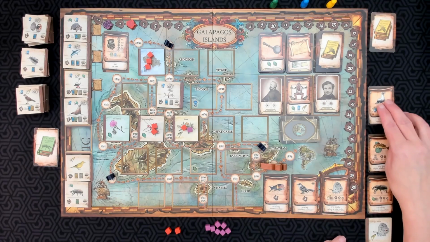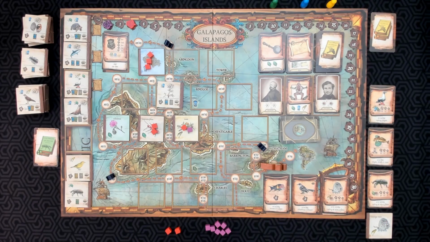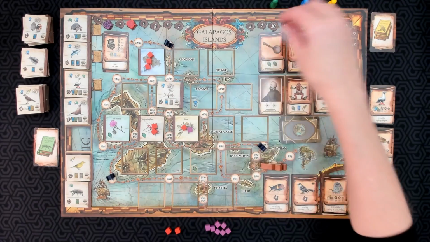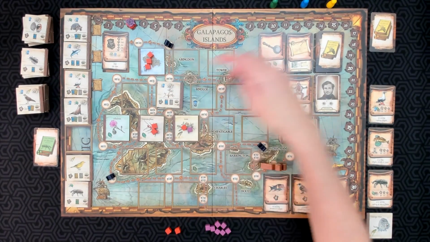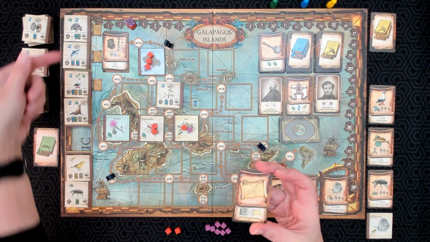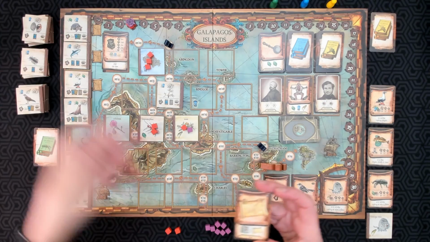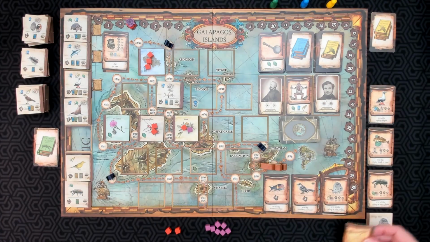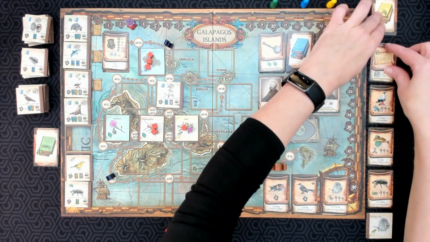Can you see that okay? Let's see. All right, and I get 2 points for discovering that species and 1 blue-backed card, which gives me my map. This map now is going to allow me to discover species that are in these top 3 spots. So let's see, where can I put, let's put the map right here.